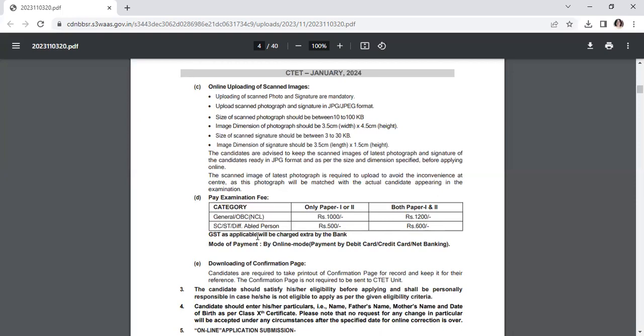SC, ST, differently abled person: rupees 500, rupees 600. GST as applicable will be charged extra by the bank. Mode of payment is online mode: debit card, credit card, and net banking.